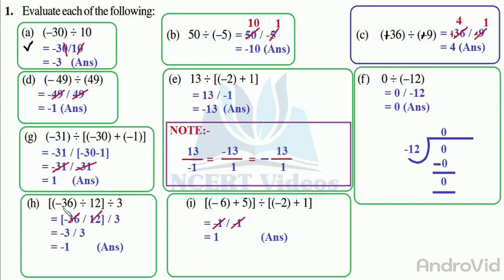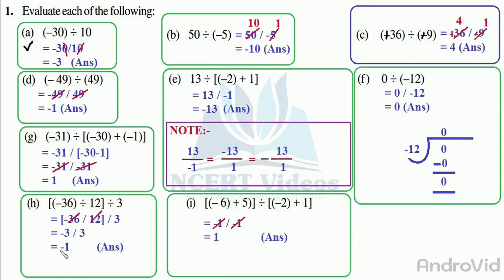H part, minus 36 divided by 12 divided by 3. First of all, we will always solve the bracket, else our answer will go wrong. So 1 12 is 12, 3 12s are 36. Therefore it is 3 for this whole part. Minus is also there due to this same thing, and divided by 3. So 3 by 3 is 1, and the sign was negative, therefore minus 1.